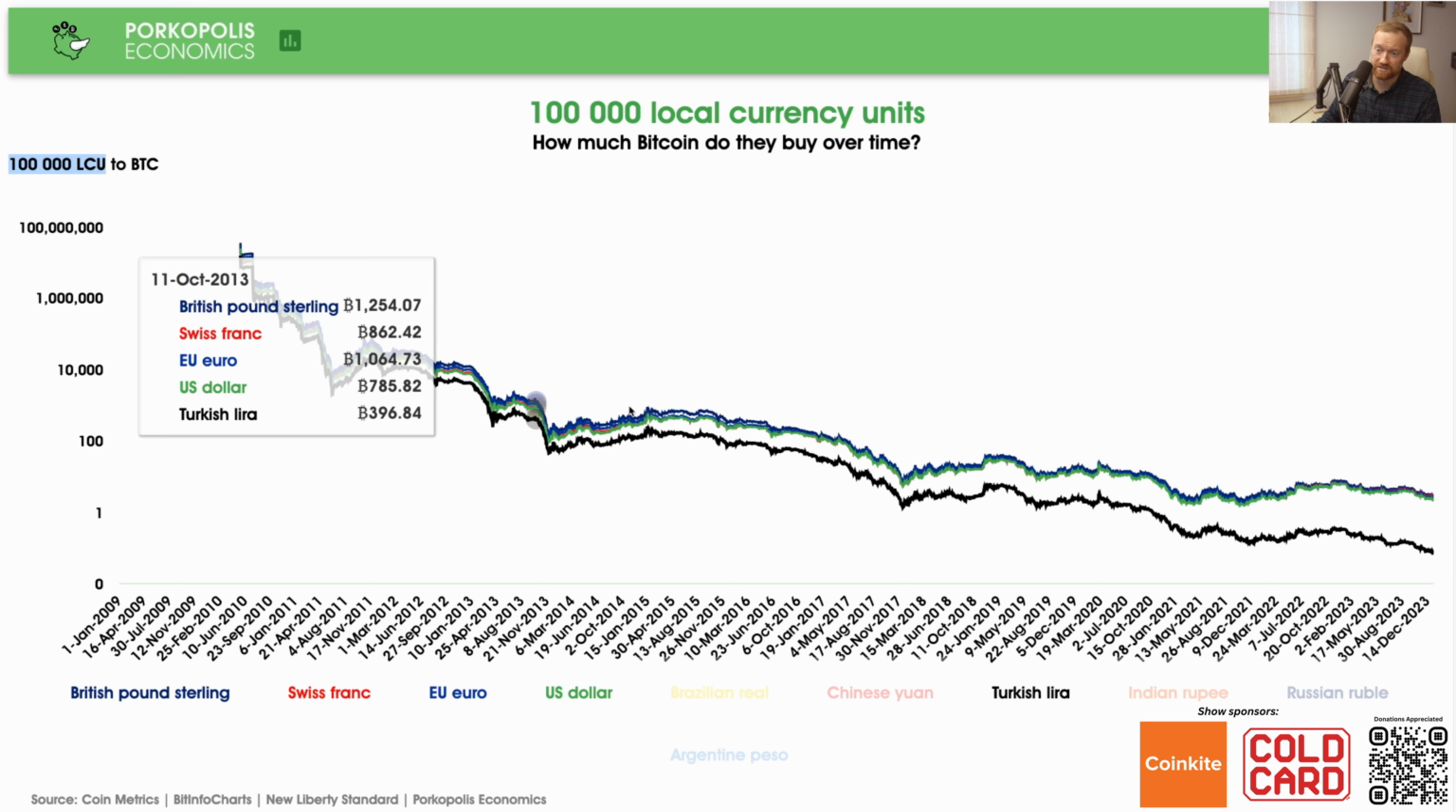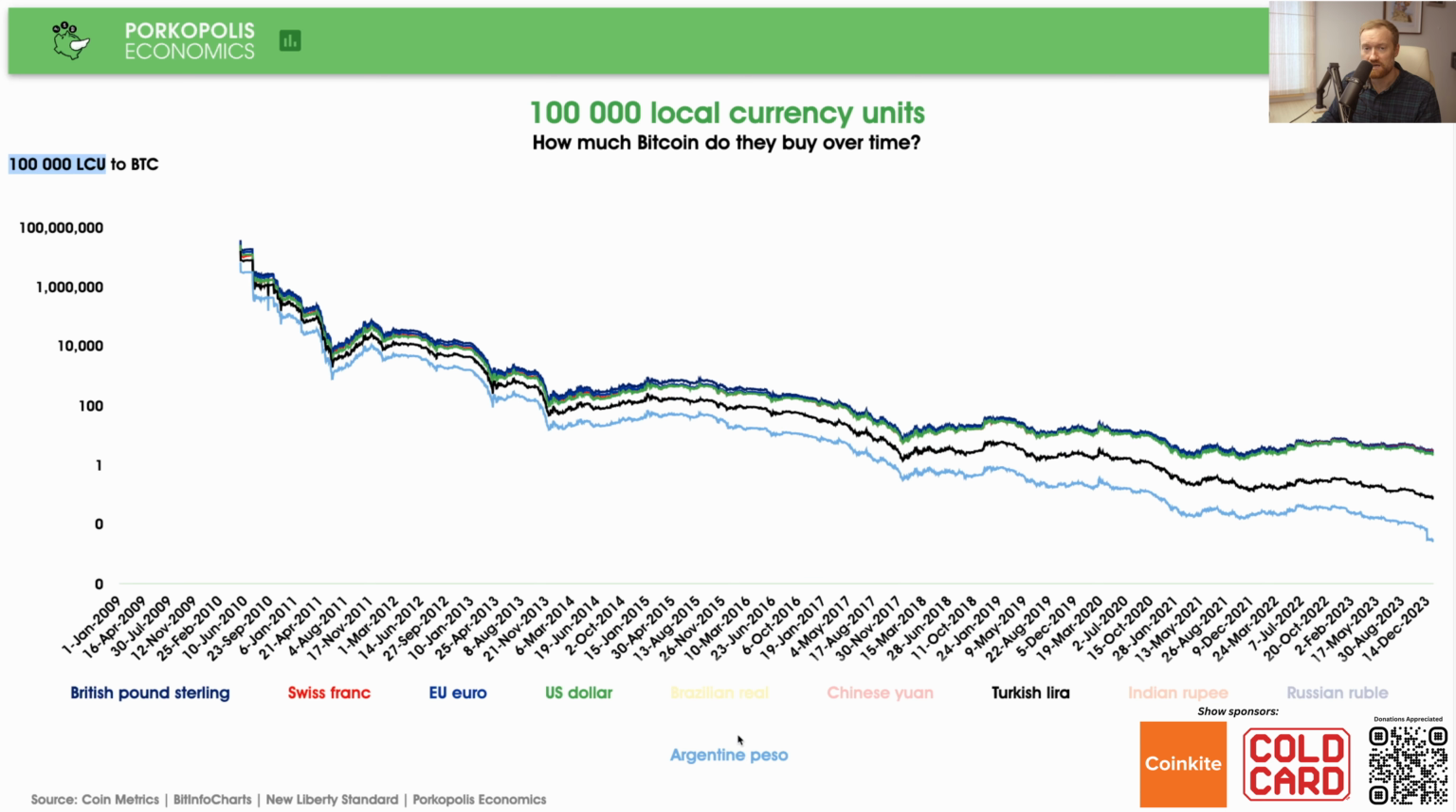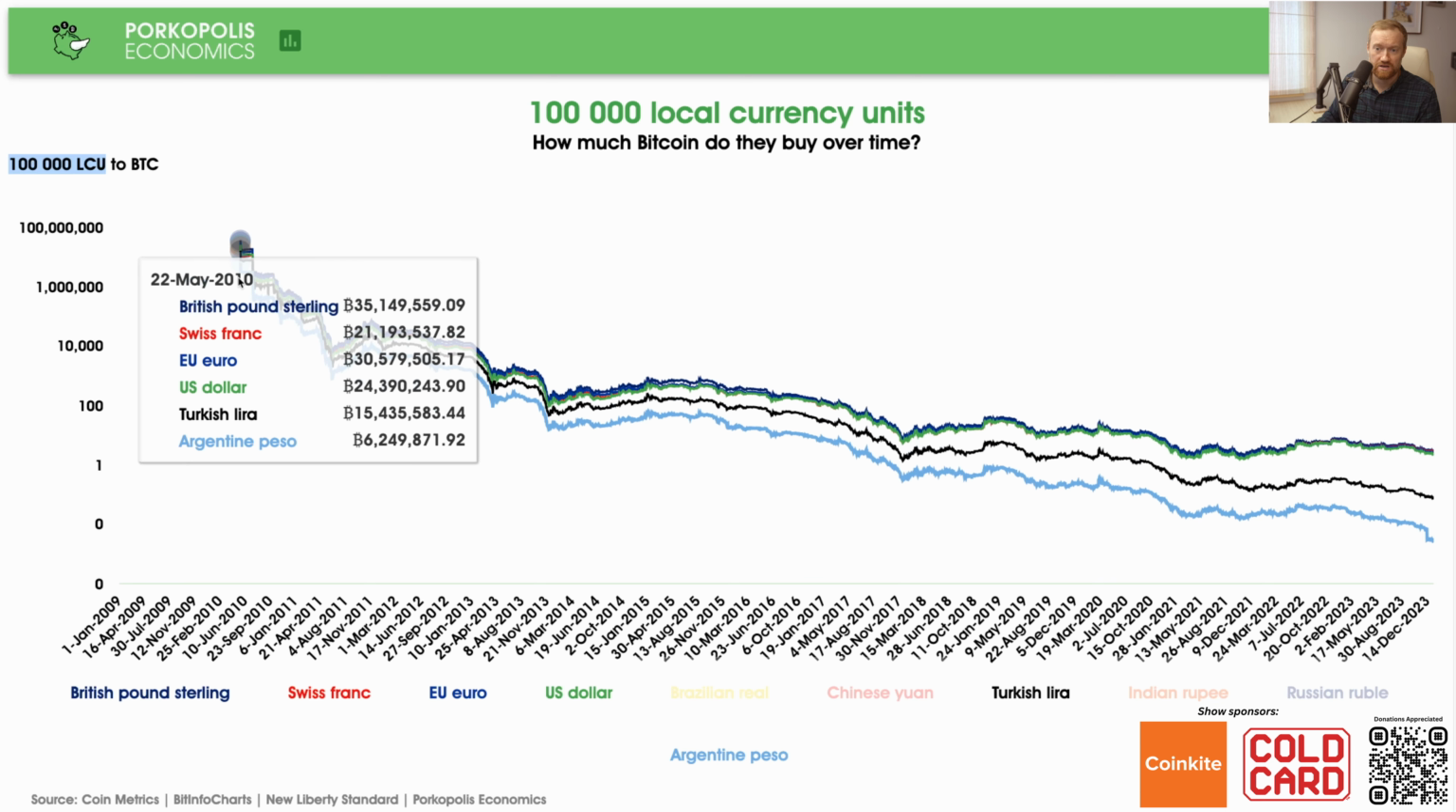So the Turkish lira took a massive slide here relative to the top four currencies in the world and relative to Bitcoin. Let's look at another one that's been hyperinflating, famously the Argentinian peso. Even worse. Back at the beginning, 100,000 Argentinian pesos against Bitcoin today couldn't buy the network, could buy 6.2 million Bitcoins. Again, illustration purposes only.